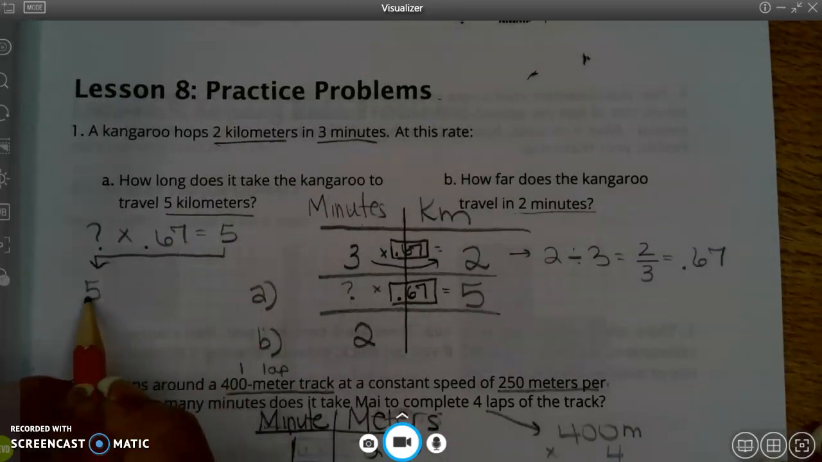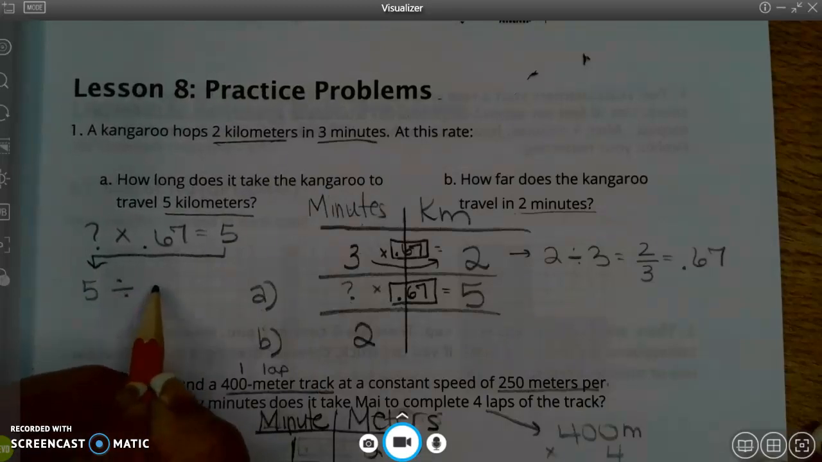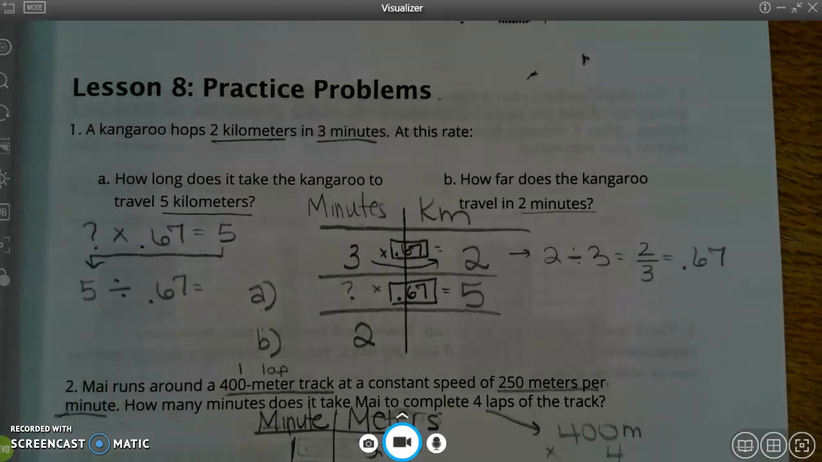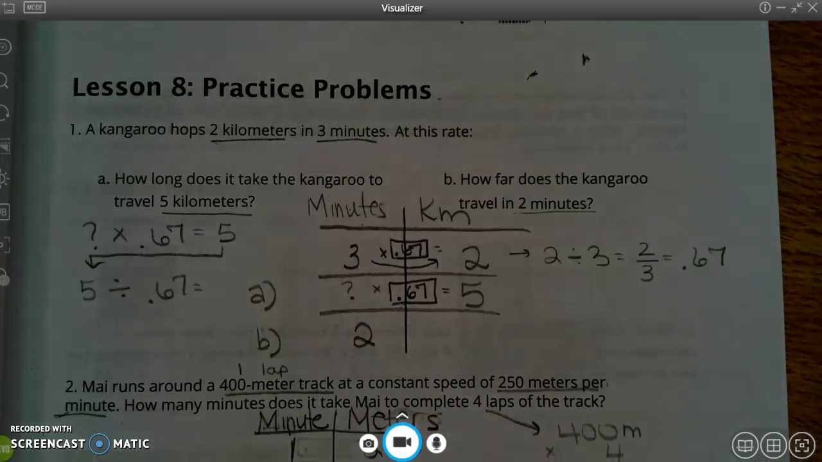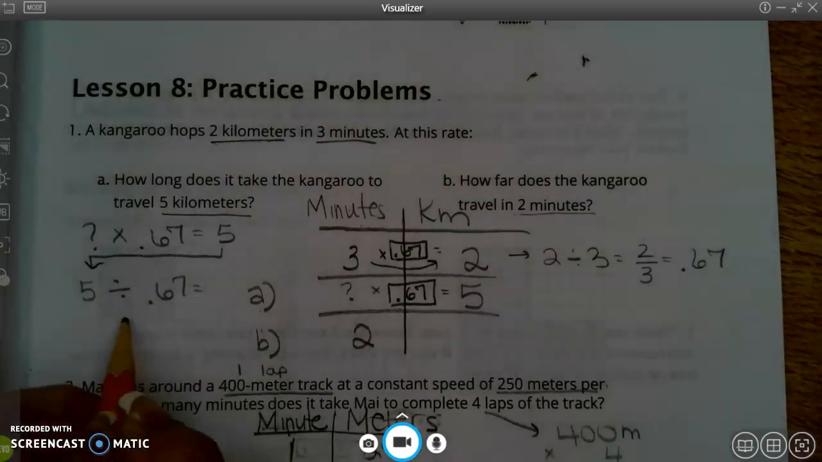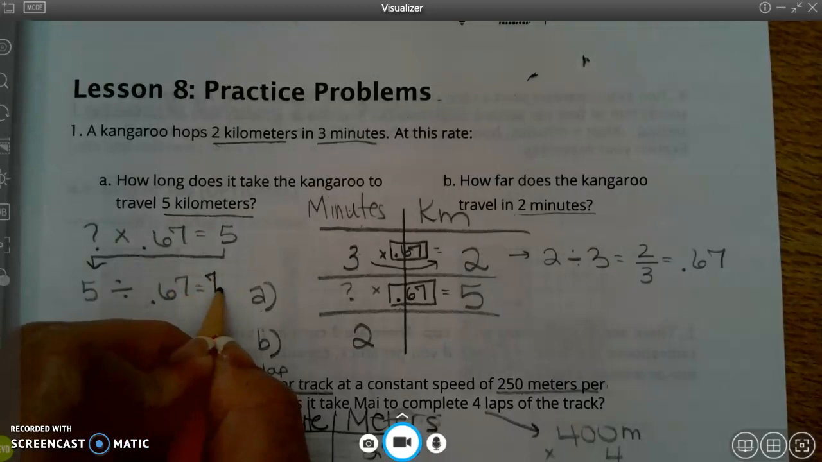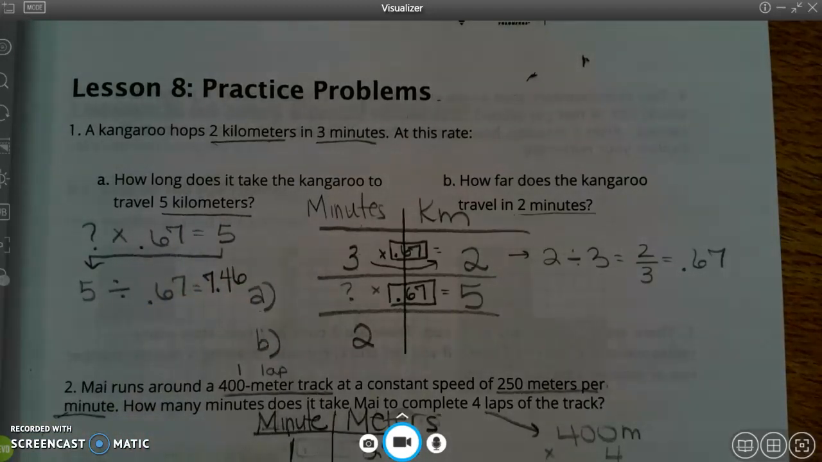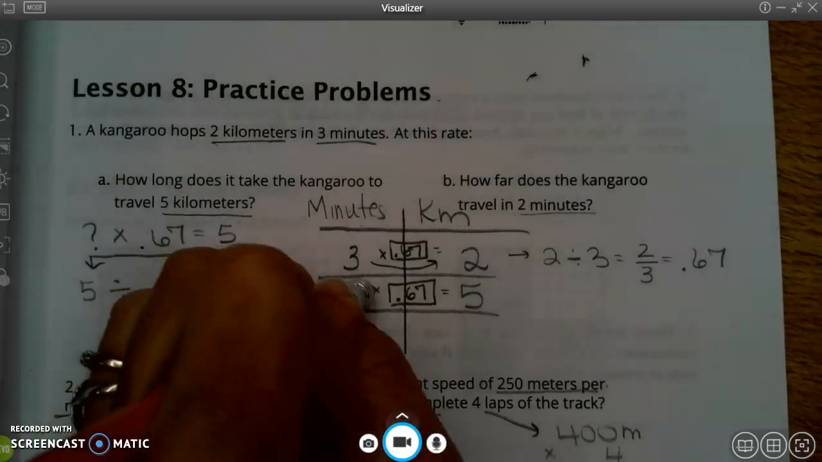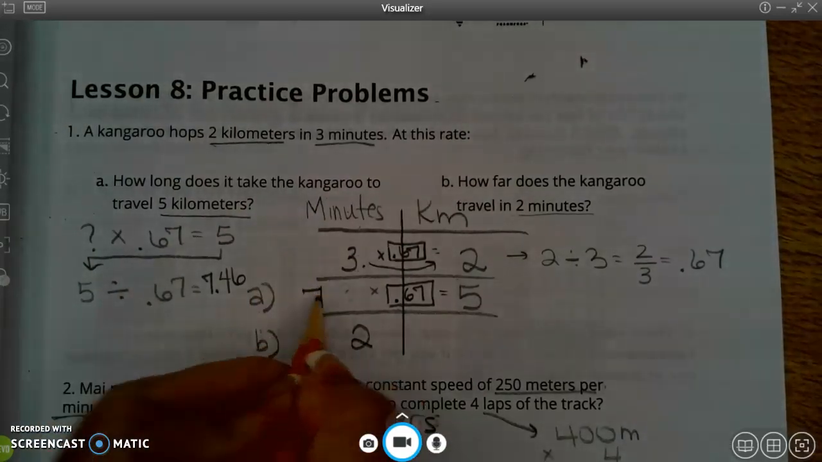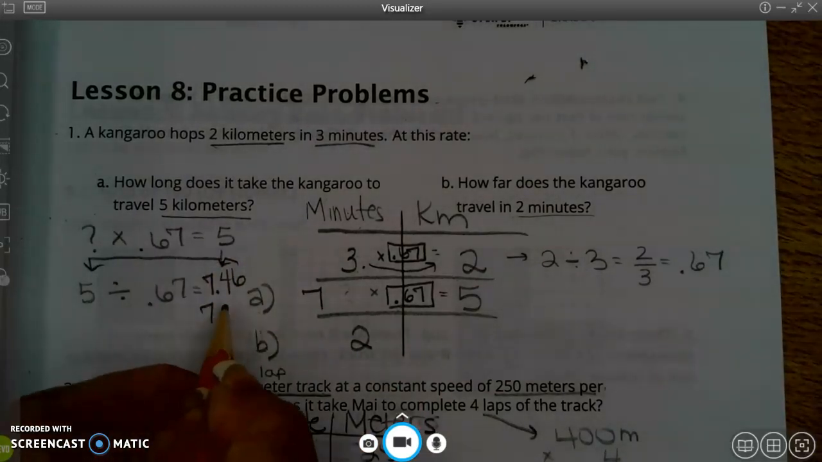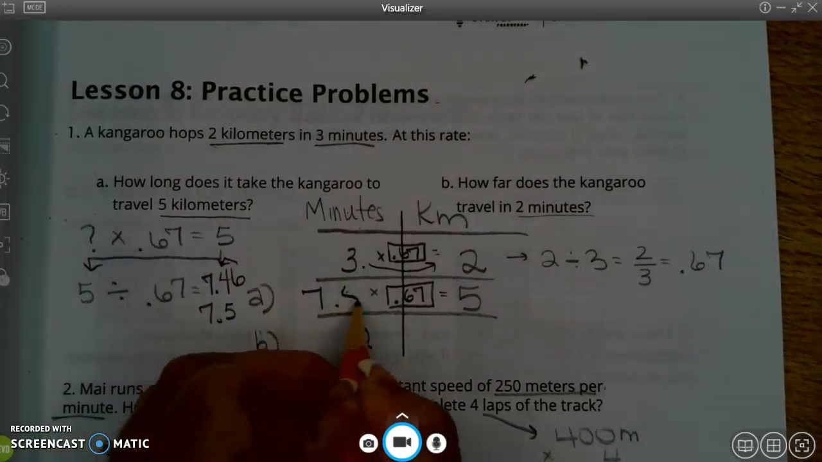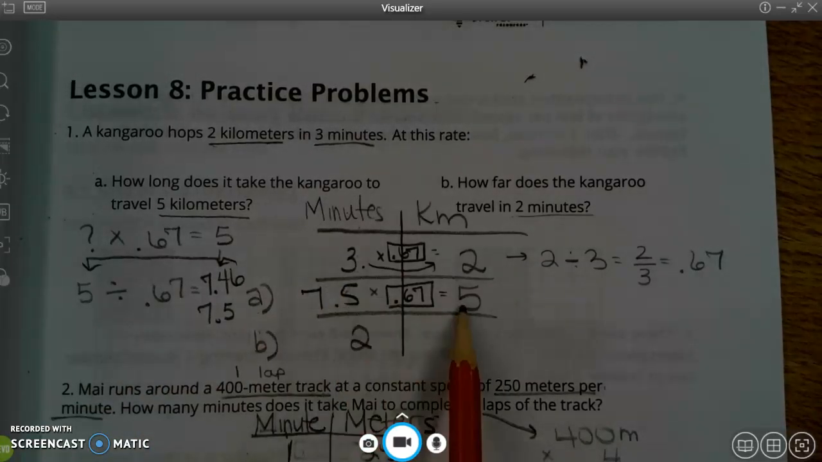In my calculator, I would put 5 divided by 67/100. It's a long decimal, so I'm going to shorten it by putting 7 and 46/100. So I'm going to round to the nearest hundredth. What that tells me is it takes almost, well, really I could round that to 7.5. Let me do that instead. I'm going to round that to 7.5 minutes, about 7.5 minutes to go 5 kilometers.